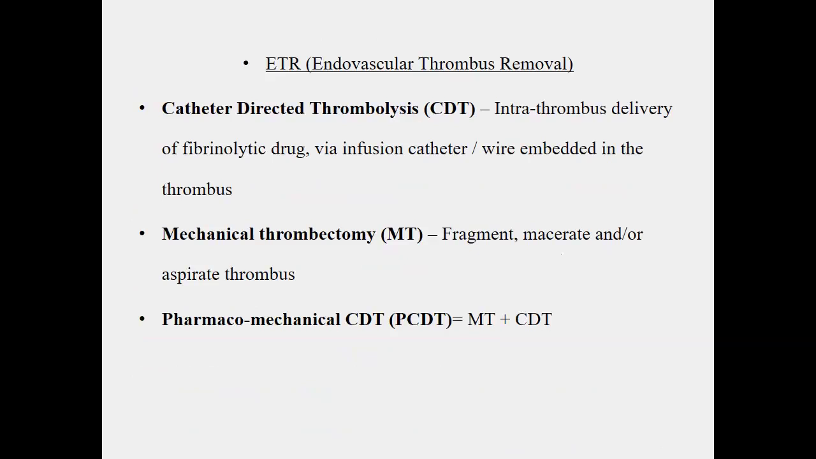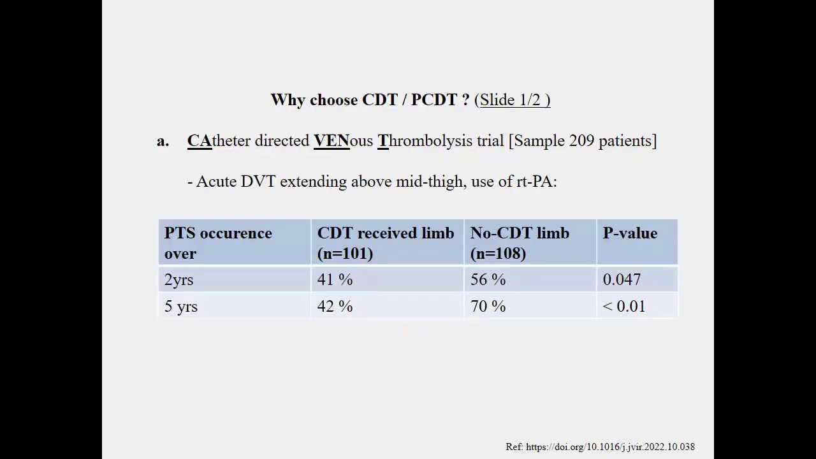Endovascular thrombus removal is either catheter-directed thrombolysis, in which we inject fibrinolytic agent inside the thrombus via infusion catheter, or mechanical thrombectomy, where the thrombus is fragmented, macerated, aspirated back, or it can be both. It can be a combination of pharmacological and mechanical catheter-directed thrombolysis that we'll be talking about in next few slides. When we talk about active interventions of deep vein thrombosis, two benchmark trials come into our mind.